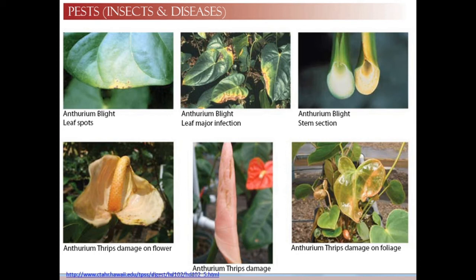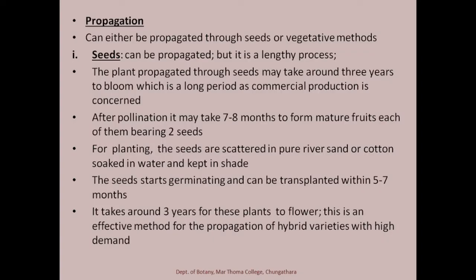Anthurium thrips damage the flower. They cause damage while it is a bud itself, and when the flower opens it will not be attractive and will show much damage. Anthurium thrips also damage the buds of the plant, and it causes much commercial loss to the grower. It can also damage the foliage leaves, which affects both the commercial value and also the photosynthetic activity of the plant, and thus the growth is affected and flower production is also reduced.